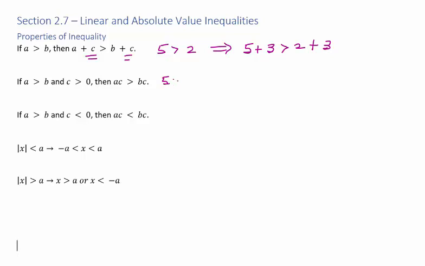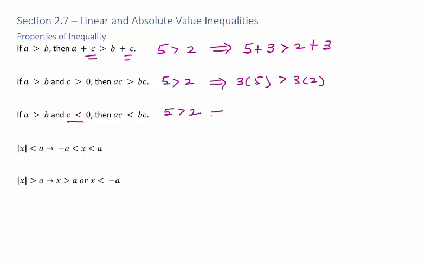Okay, so again, we'll start with 5 is greater than 2, and then we multiply by a positive number. And so I'm going to multiply by 3. So 3 times 5 is greater than 3 times 2, because 15 is greater than 6. But there's this other form of that same property, and it says if A is greater than B but C is negative, C is less than 0, then A times C is less than B times C.